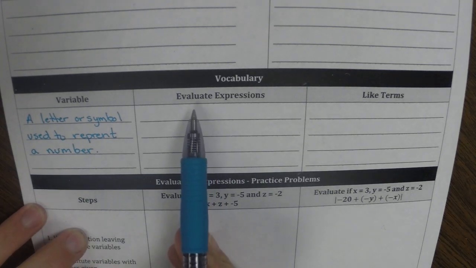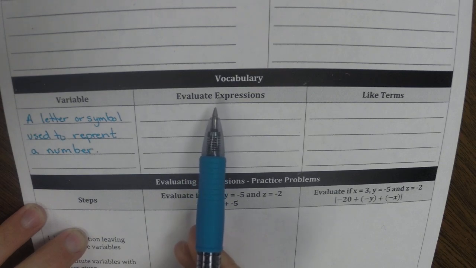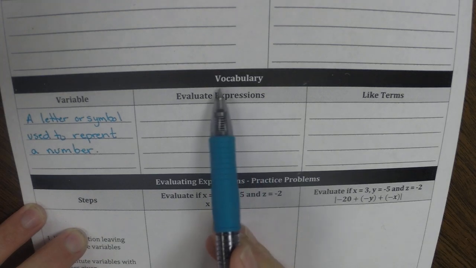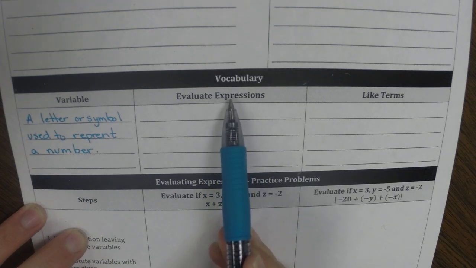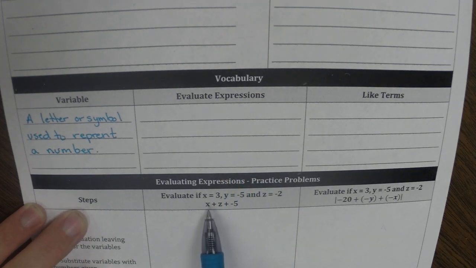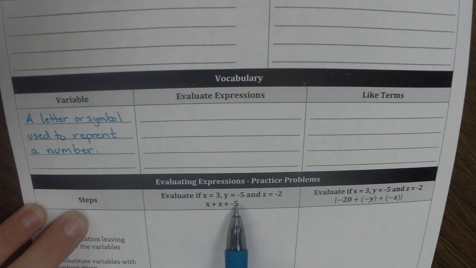Okay? And then the second definition is evaluating expressions. The first thing we need to know is, what is an expression? An expression has two or more terms. So this is an expression, x plus z plus -5. And the terms are separated by pluses or minuses. So that's why this has 1 plus here and 1 plus here. So we have 1, 2, 3 terms.